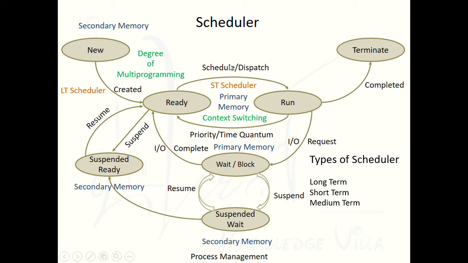So it is the role of the short term scheduler, and this is known as context switching. Then the third type of scheduler is the medium term scheduler. The medium term scheduler works when there is a lack of memory inside the wait or block state or the ready state, because it is primary memory. Ready state, run state and wait or block state, these three states are available in the primary memory.